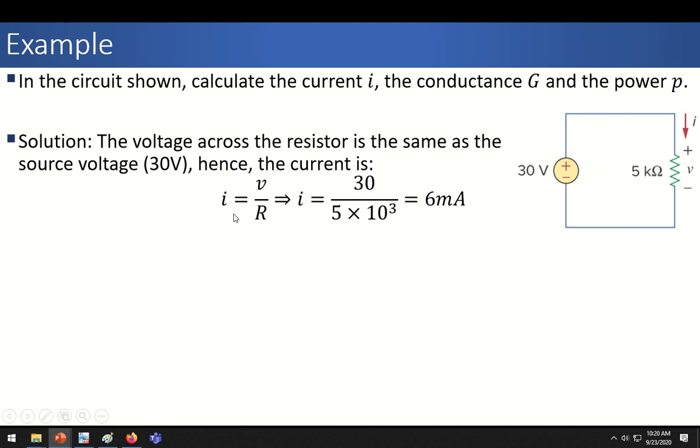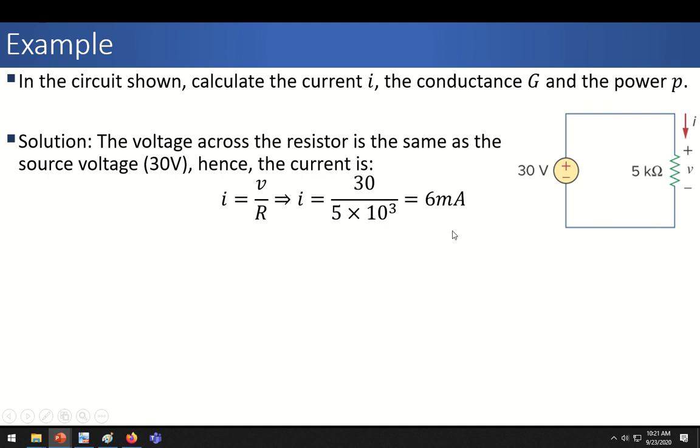Now for the current, because we are also given the value of resistance, 5 kilo ohm, according to Ohm's law V is equal to IR. We can solve that equation for I, so I will be equal to V divided by R. So I is equal to 30 divided by R. The value of R is 5 kilo, that is 5 into 10 power 3. So this will be 30 divided by 5 into 10 power 3. 30 divided by 5 is 6, and we can move the 10 power 3 to the numerator, so it becomes 10 power minus 3, and we know that 10 power minus 3 is milli. So this will be 6 milliampere.